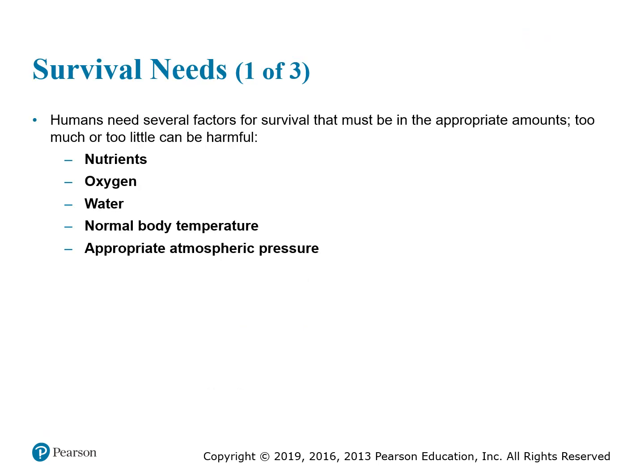So moving on to survival needs, some things that we absolutely need, of course, nutrients, oxygen, water. Because we're endothermic, we need to be able to regulate our body temperature. This has to do with the optimal level that our proteins work at. If you get too hot, the proteins will start to denature. If you get too cold, they'll slow down and won't be able to metabolize as well. Appropriate atmospheric pressure. Now this is an interesting one, but this is also a requirement for us as well.